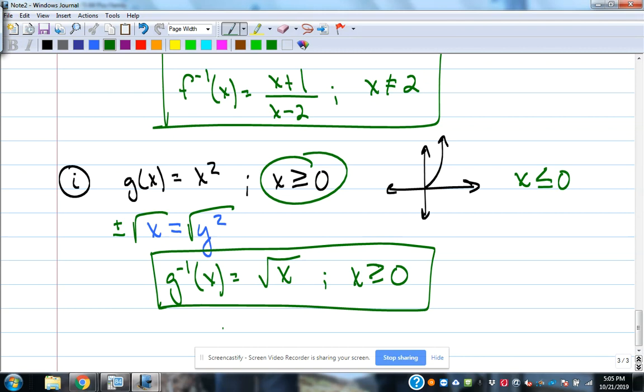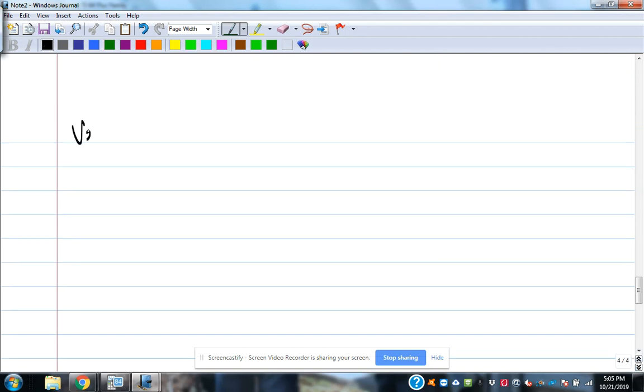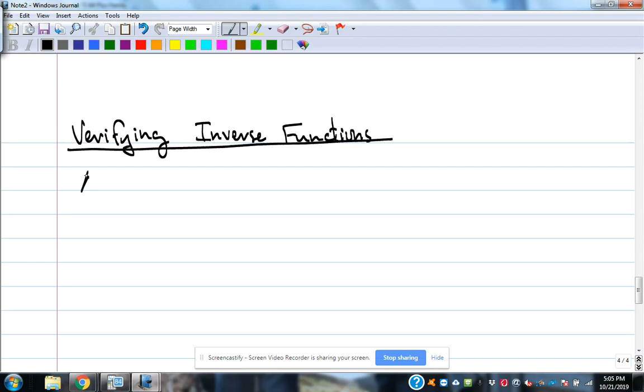All right. Now, the next thing that we talk about in this section, and one of the last things, is verifying inverses with a couple of different methods. Okay, so the first way is going to be algebraically. So verifying inverse functions, and we're going to start algebraically.